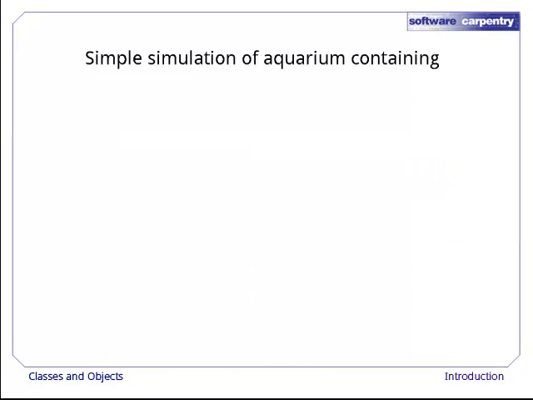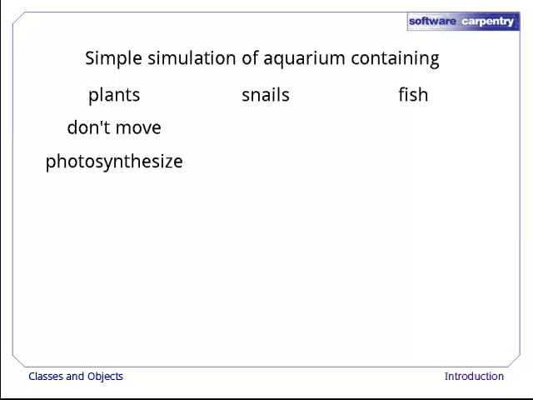To understand the problems object-oriented programming is meant to solve, think about writing a program to simulate an aquarium containing plants, snails, and fish. Plants don't move around and nourish themselves through photosynthesis. Snails crawl around on the floor or walls of the tank and scavenge food, while fish swim in three dimensions and hunt for food, including each other.